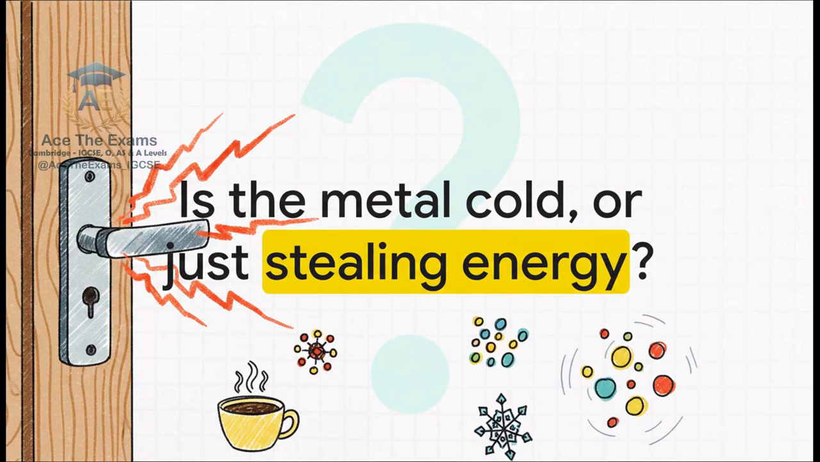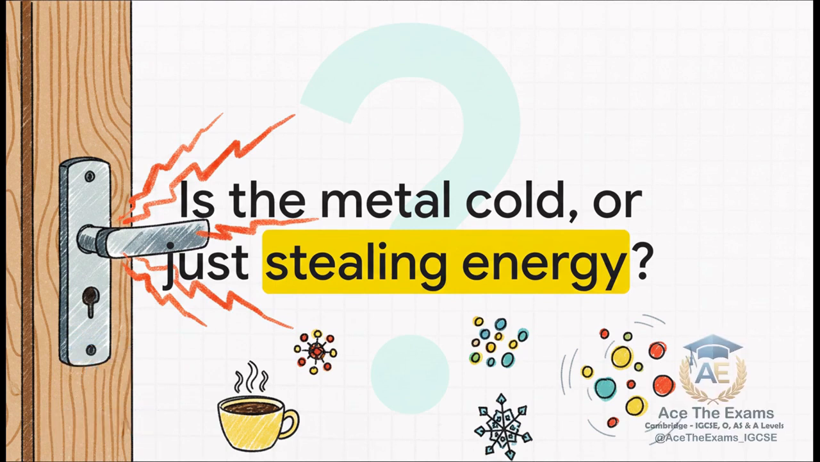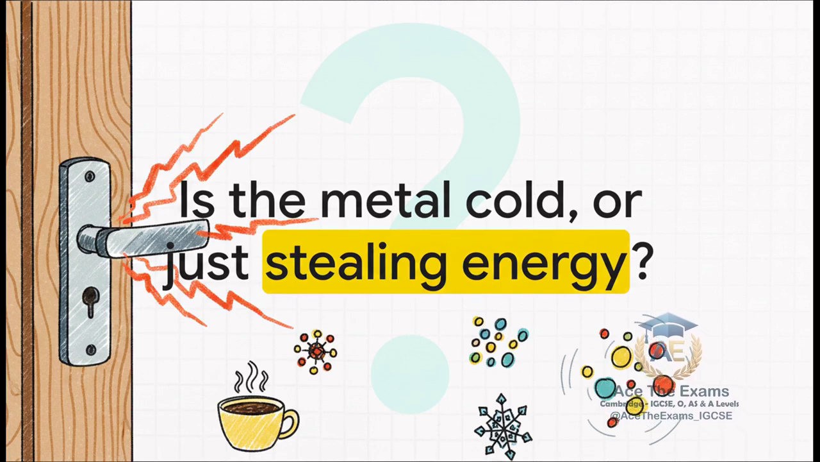Next time you walk up to a metal door handle in the middle of winter and it feels freezing to the touch, pause for a second and ask yourself, is the metal actually colder than the wood of the door? Actually, no. Usually they are at the exact same room temperature. The metal just feels cold to you because it is a brilliant thermal conductor. It is violently and rapidly stealing the thermal energy right out of your hand.